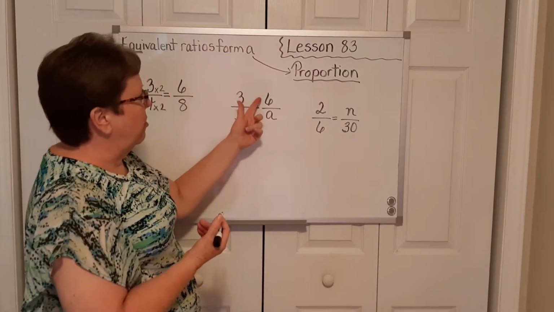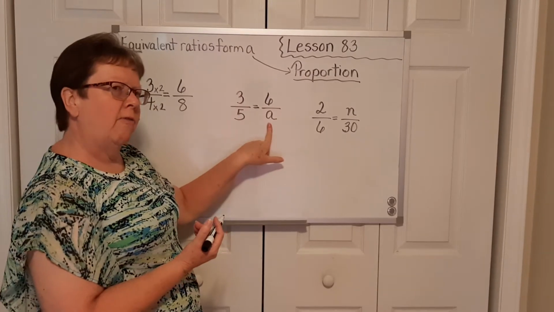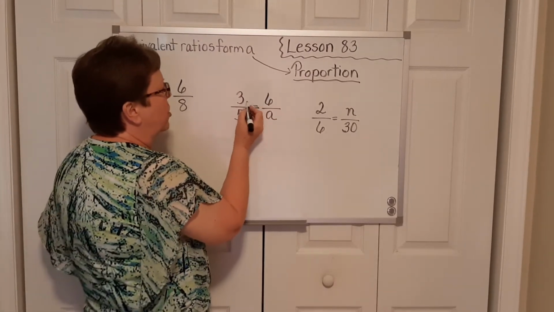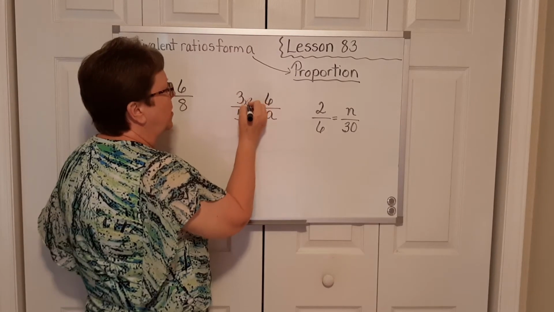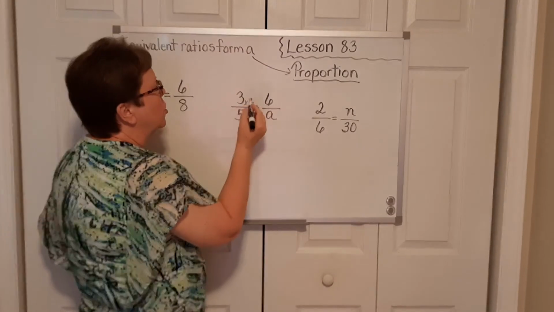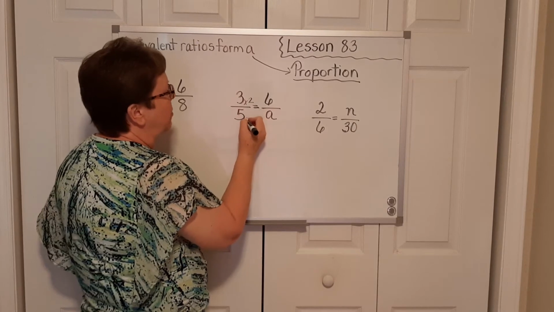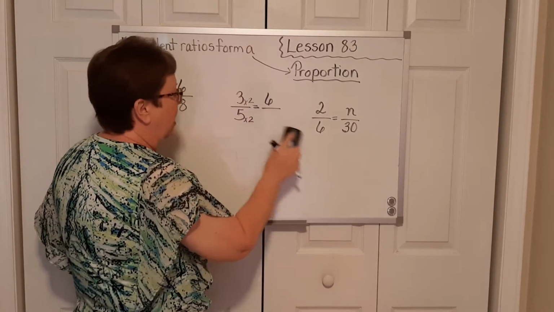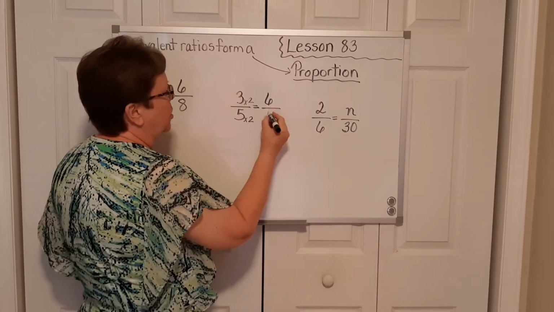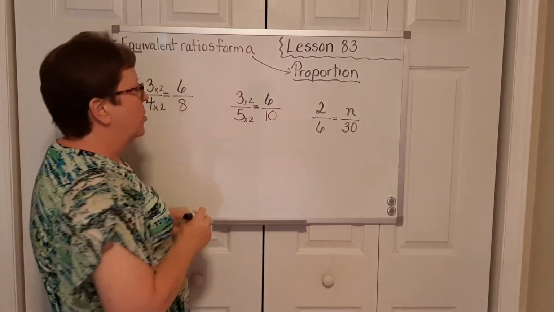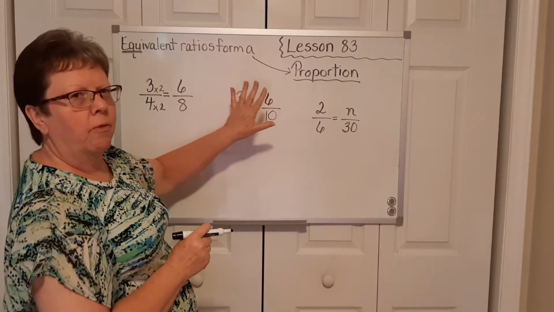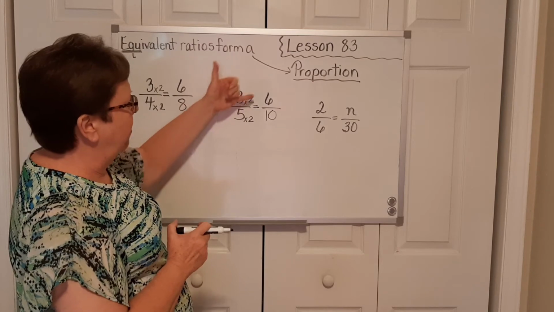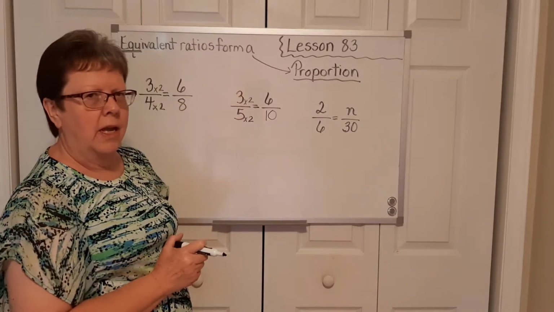3/5 is equal to 6 over something. We're trying to find out what A would be equal to. So if we look at our numerators, 3 times 2 is 6. So if that got multiplied by 2, this has to get multiplied by 2. So now we can solve for A. So 5 times 2 is 10. So there is a proportion, fractions that are equivalent. And we say this 3 is to 5 as 6 is to 10.